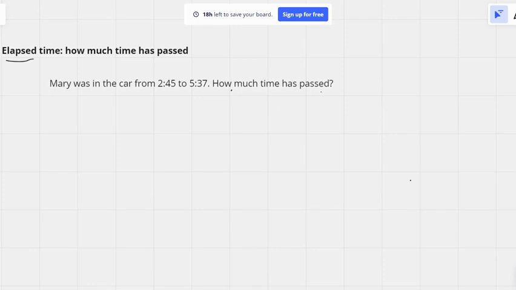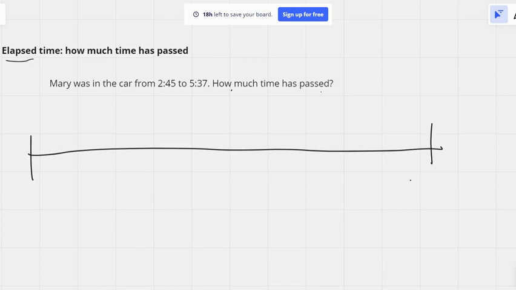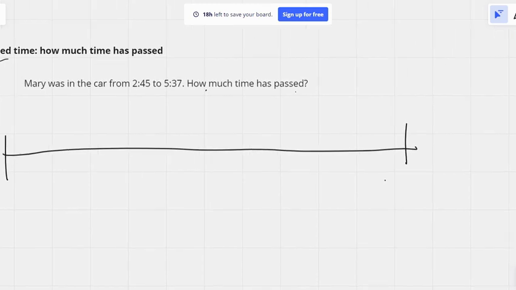But in this case, we know when it started and when it ended. So I can draw my number line and put these two things here. I can put 2:45 is when it started, and then 5:37 is when it ended.